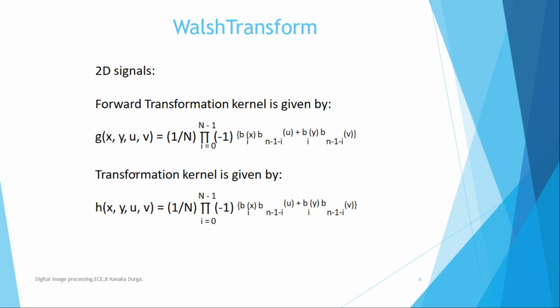So the kernel formula goes for 1 by N, product of i running from 0 to n minus 1, minus 1 whole to the power of b_i of x, b_(n-1-i) of u plus b_i of y, b_(n-1-i) of v. In this, x has been converted to u, and y has been converted to v. So with respect to x, we are considering the u variable, and with respect to y, we are considering the v variable.